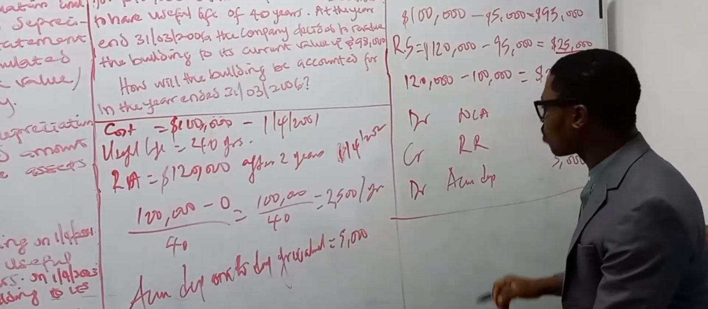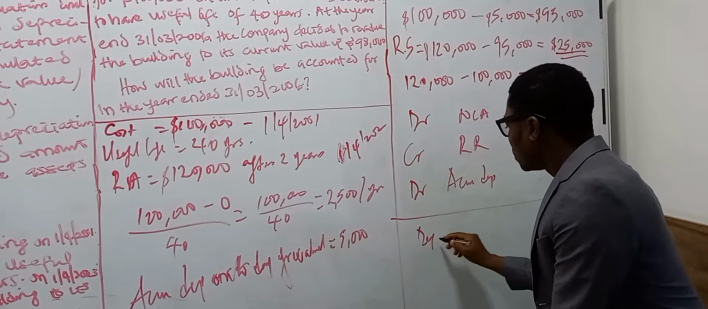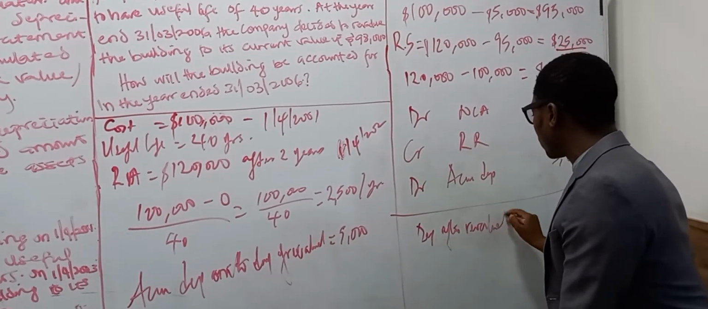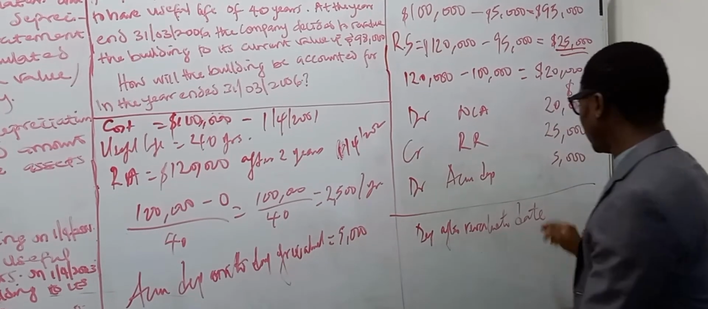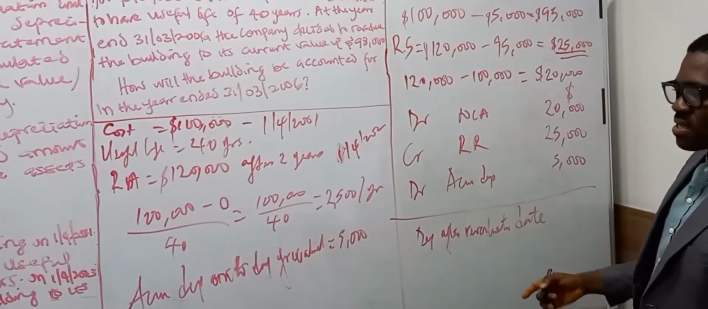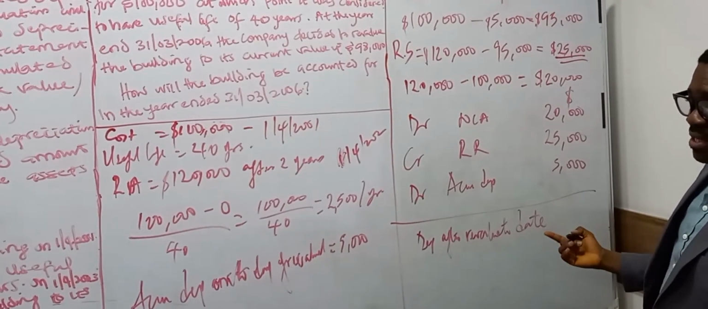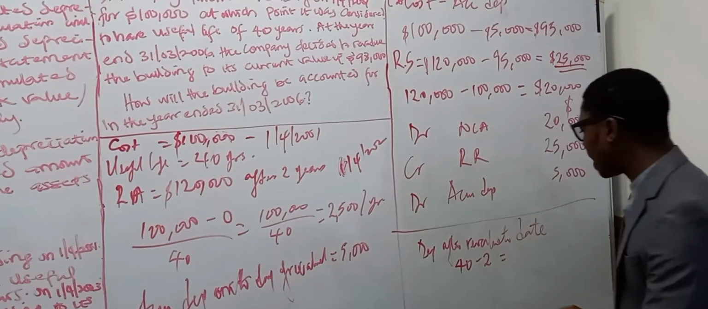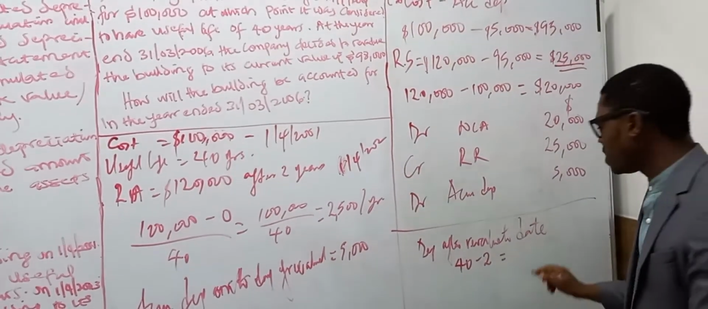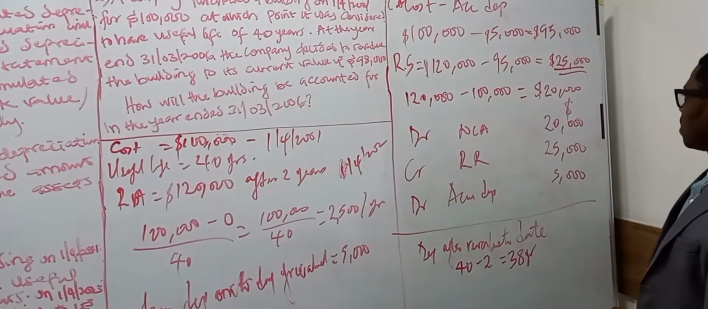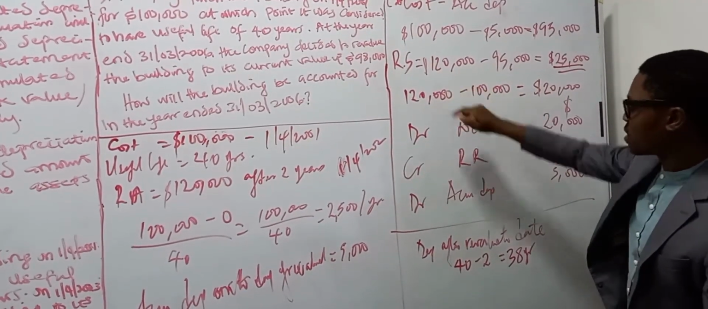So what will now be the depreciation after the revaluation? Then after the revaluation, we will now calculate depreciation after the revaluation date. We know well that 2 years have already been spent, so we have 40 years minus 2 years. So that means the remaining useful life of the building is what? 38 years. And the new revaluation amount is what?